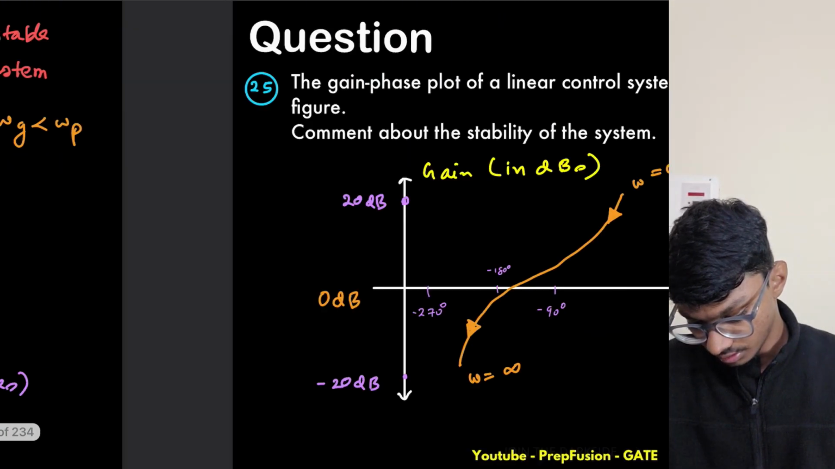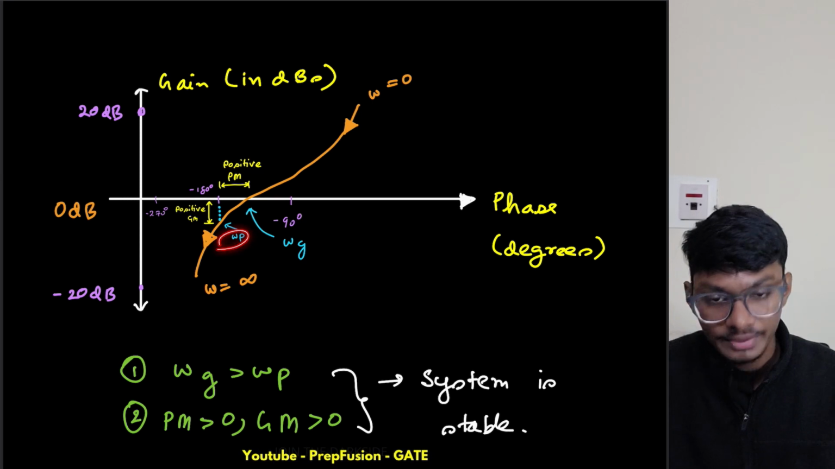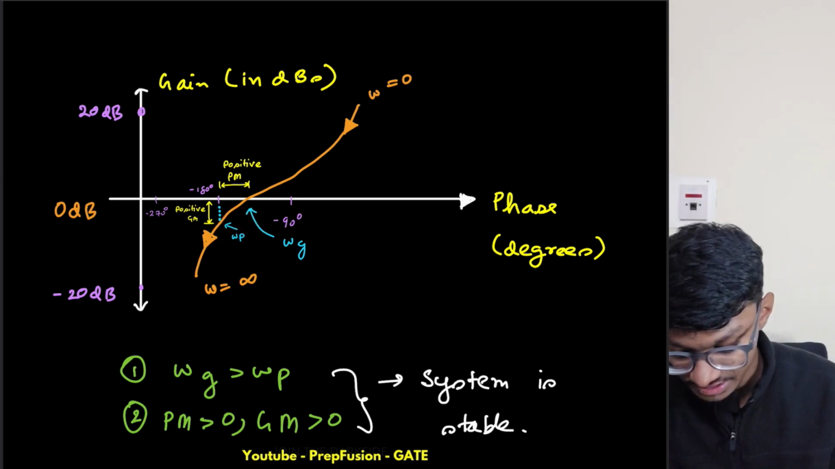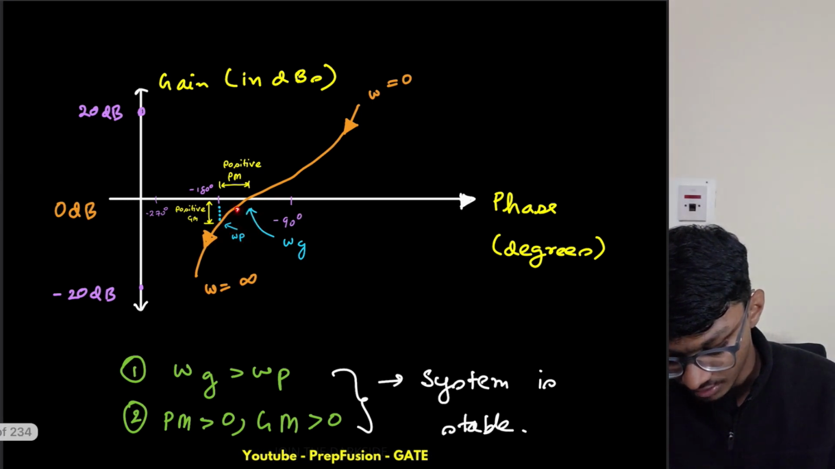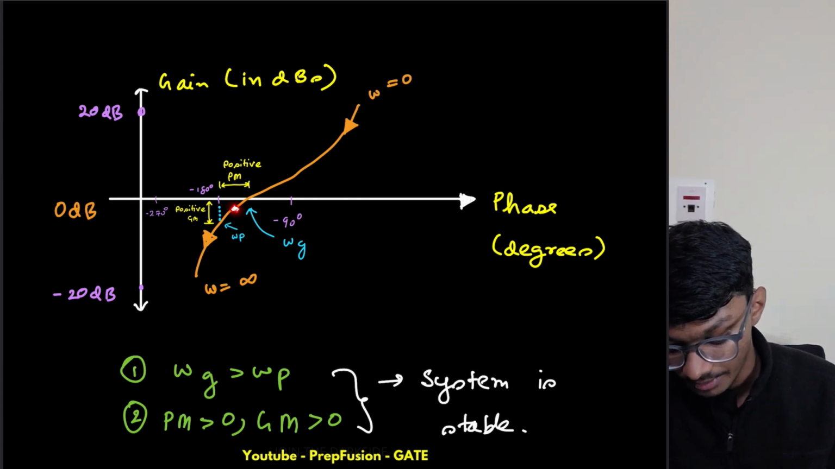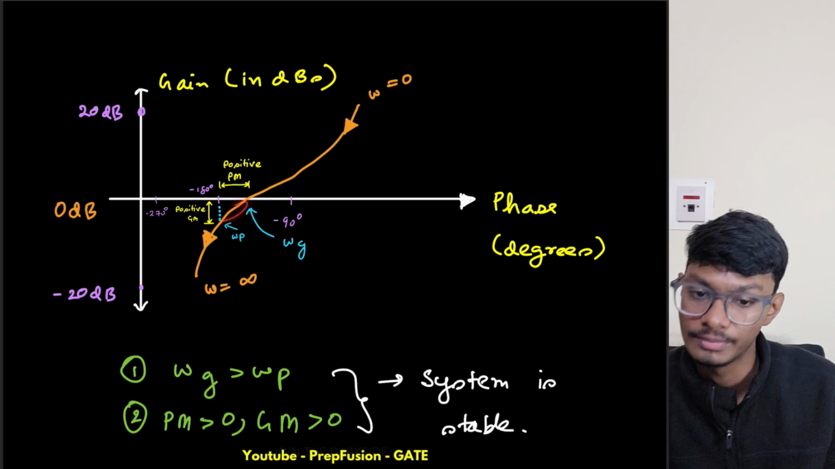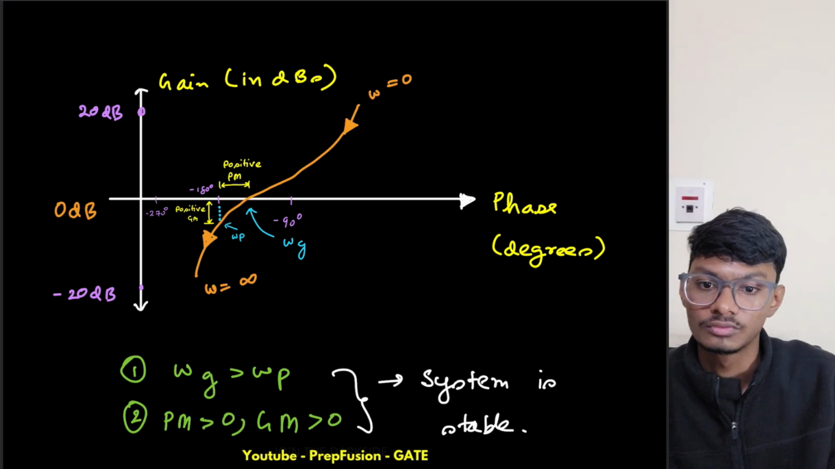So where did I go here? If my omega p has reduced, obviously I will lie somewhere around here, omega p will lie somewhere around here. So what will happen to my gain margin? My gain margin will also reduce. So obviously the gain margin will change, and it will reduce.